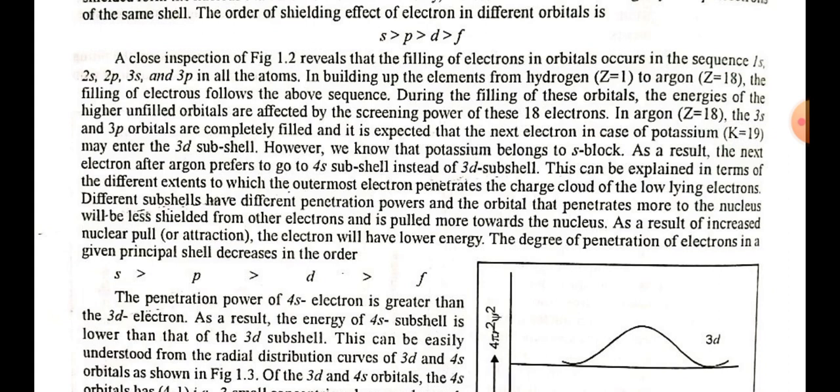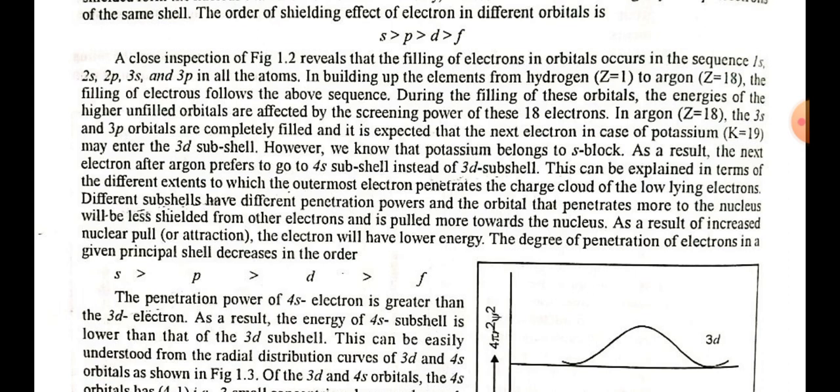Close inspection of figure 1.2 reveals that the filling of electrons in orbitals occurs in the sequence 1s, 2s, 2p, 3s, 3p in all the atoms. In building up electrons from hydrogen to argon, filling of electrons follows the above sequence. During the filling of these orbitals, the energies of higher unfilled orbitals are affected by the screening power of these 18 electrons. In argon, 3s and 3p orbitals are completely filled, and it is expected that the next electron, in case of potassium, may enter the 3d subshell.